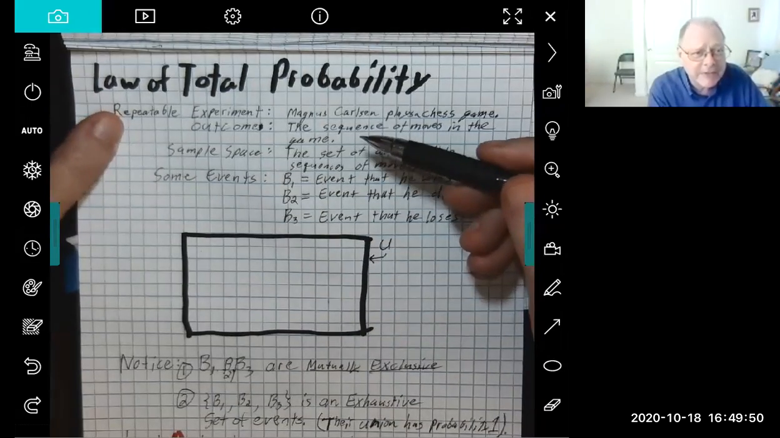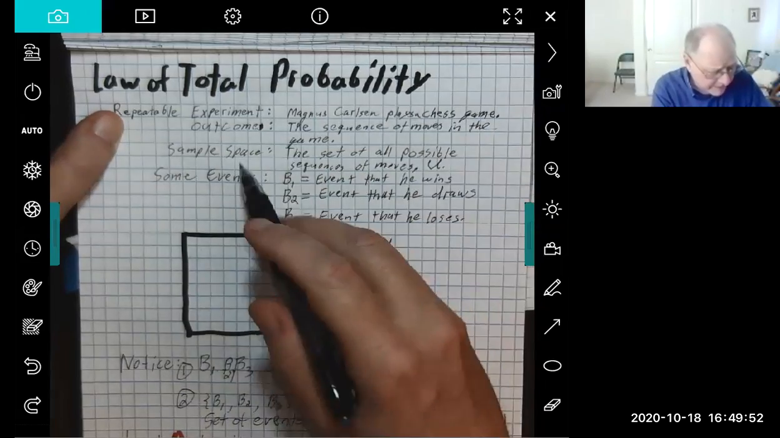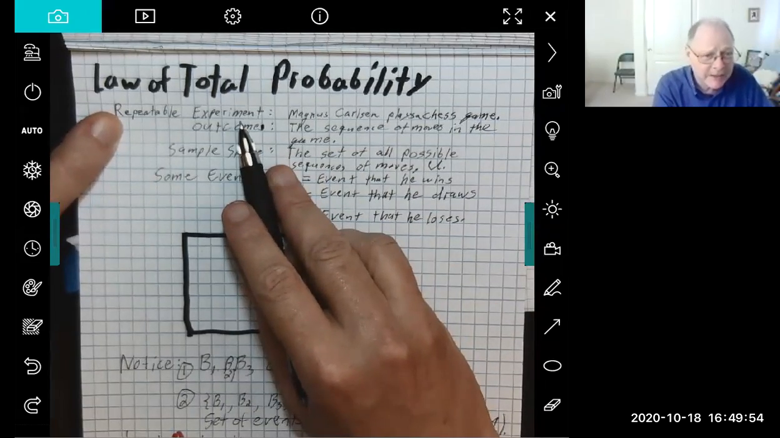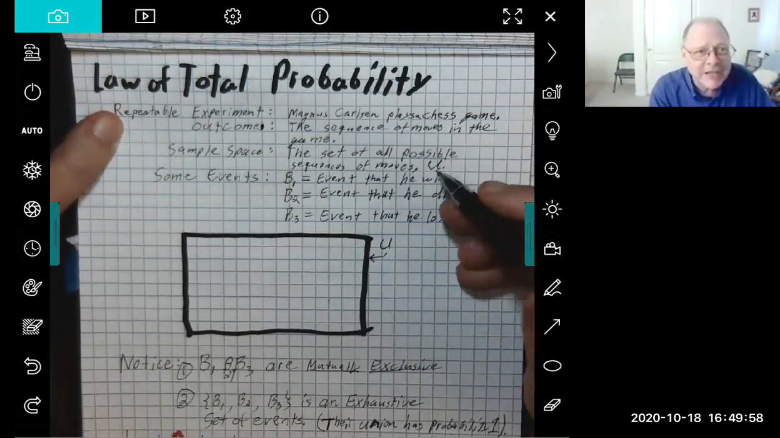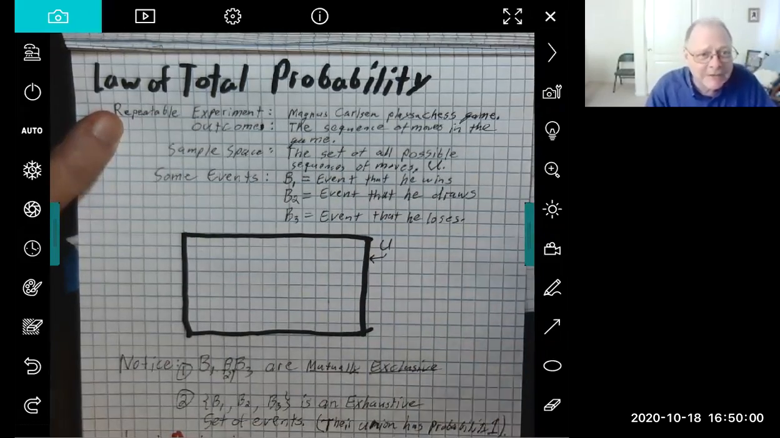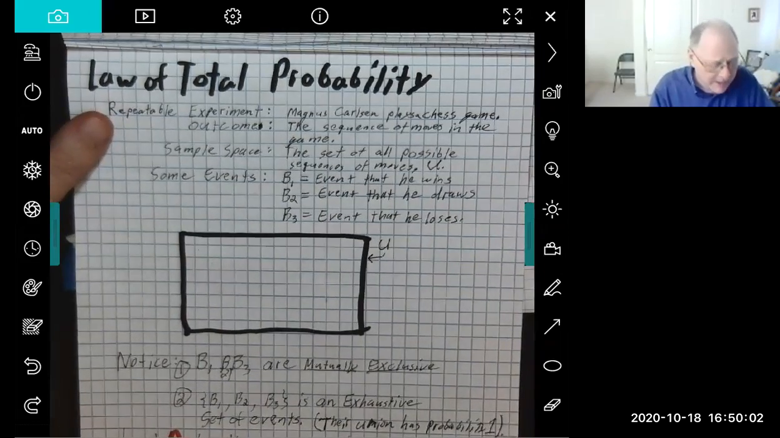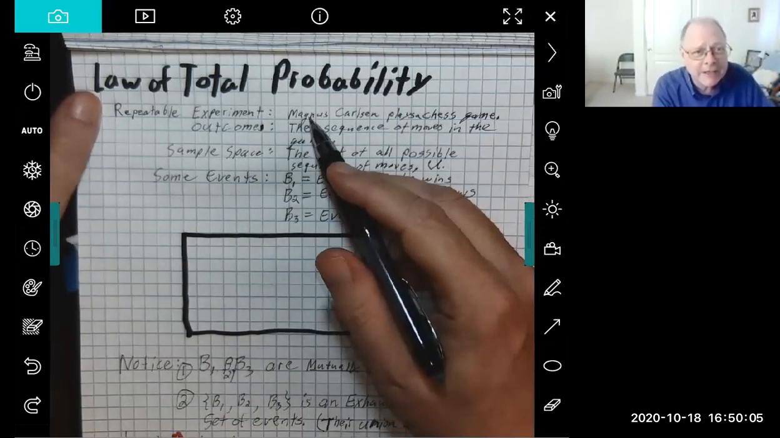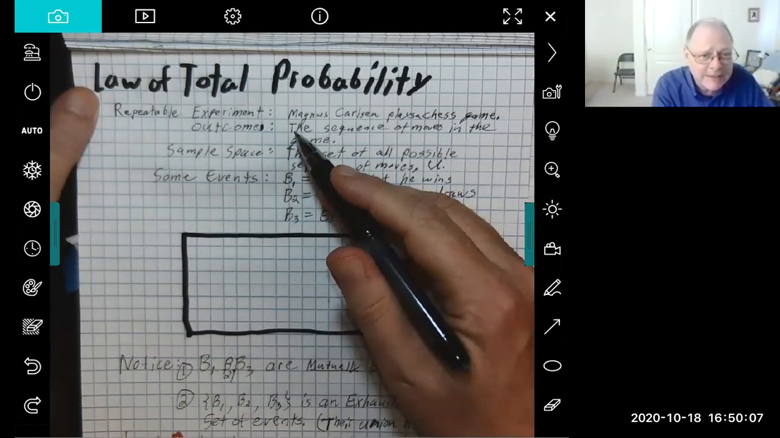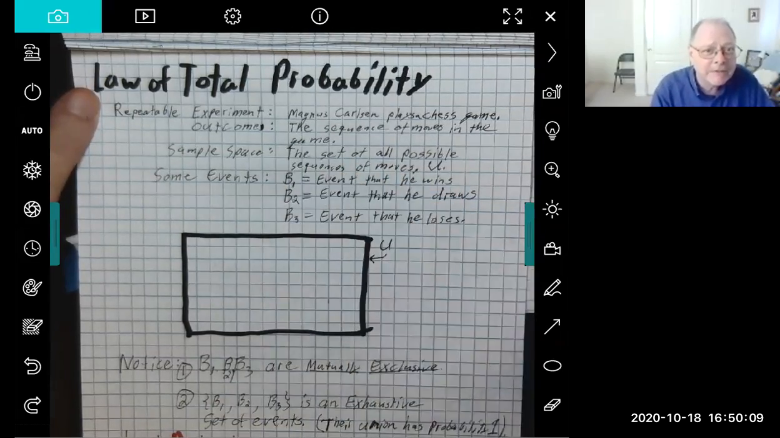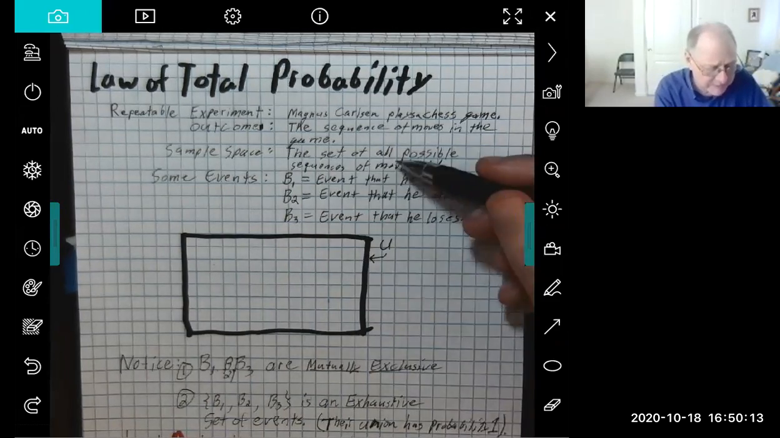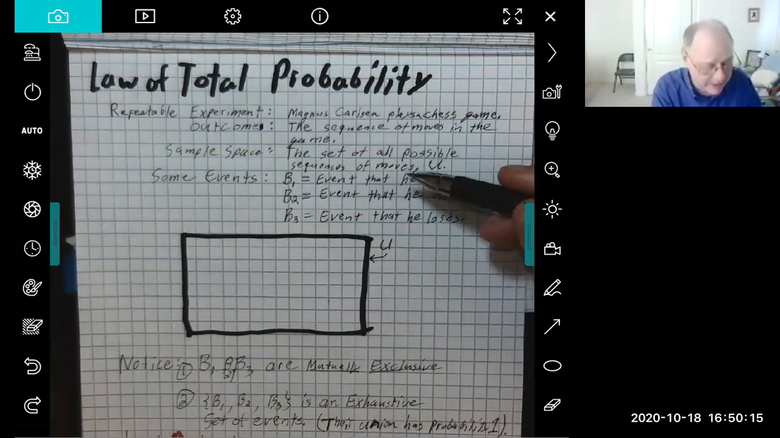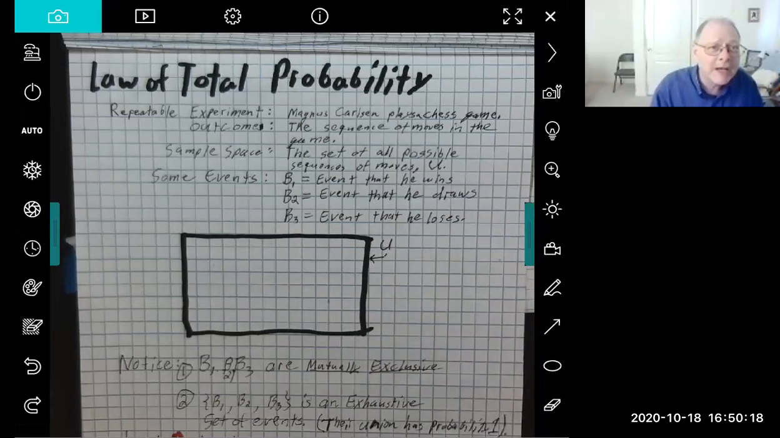I'm going to illustrate this with an example. So I've got this repeatable experiment, which is that Magnus Carlsen plays a chess game. So he could do this over and over again. And what we're going to call the outcome is the exact sequence of moves for the whole game. The sample space would be the set of all possible outcomes. So that's all the different ways that a chess game could go.